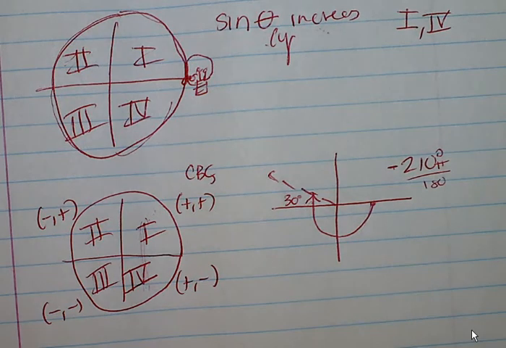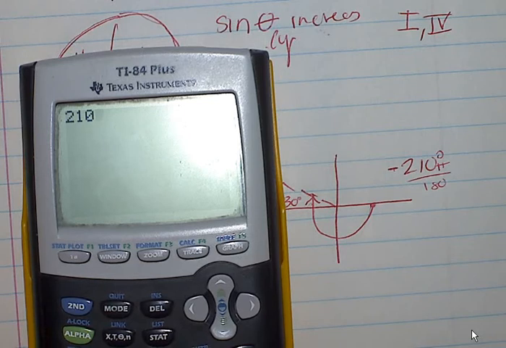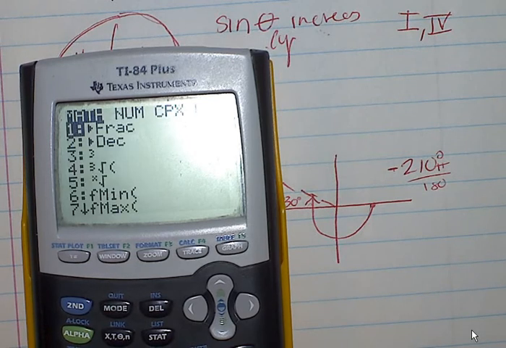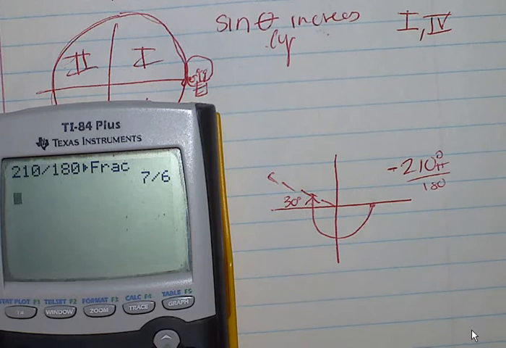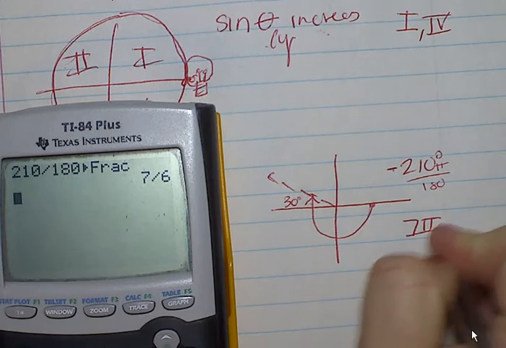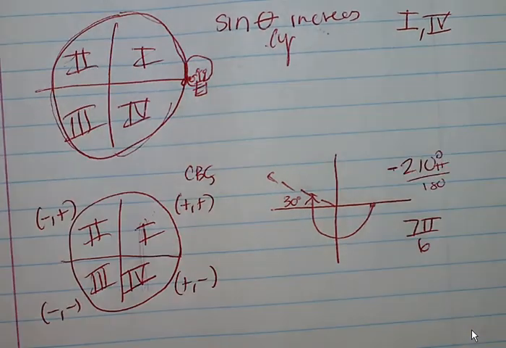And then let's reduce it. So 210 divided by 180. Hit math, fraction, enter, enter. We get an answer, just like he said, of 7 pi over 6. If I just write 7 pi over 6, I'm wrong. Why is it wrong? It needs to be negative. Nice job.